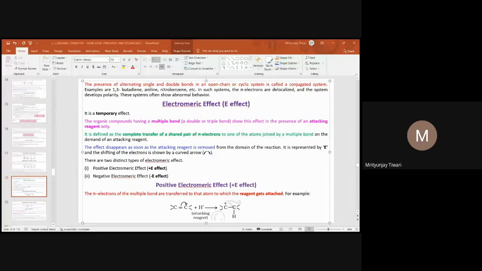Let us now look at another very important effect, which is called the hyperconjugation effect. As you can see, conjugation we already know: a pi electron is in conjugation with another pi electron, or a lone pair, or a positive charge, or a negative charge, or an odd electron, and so on.